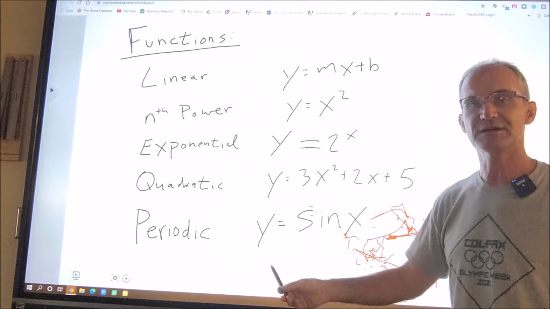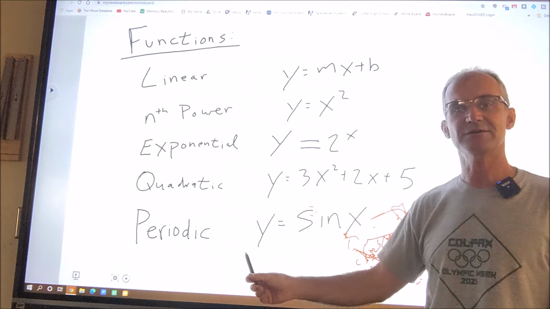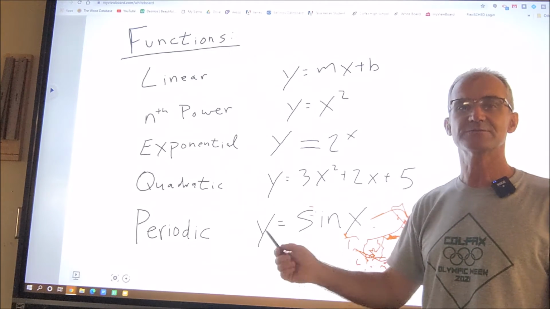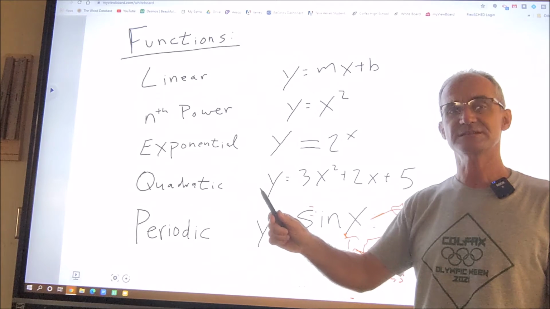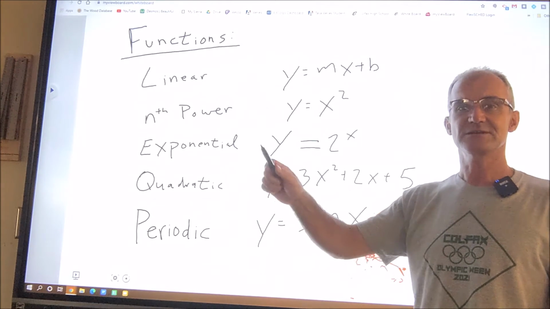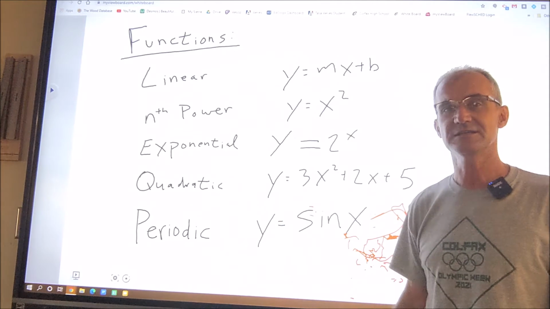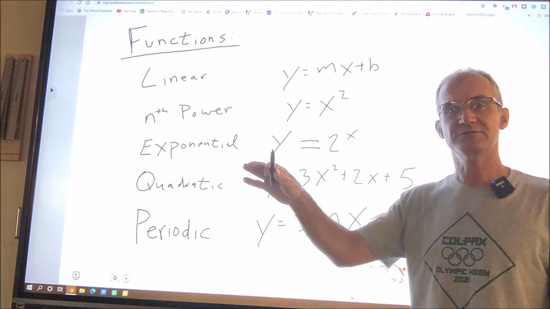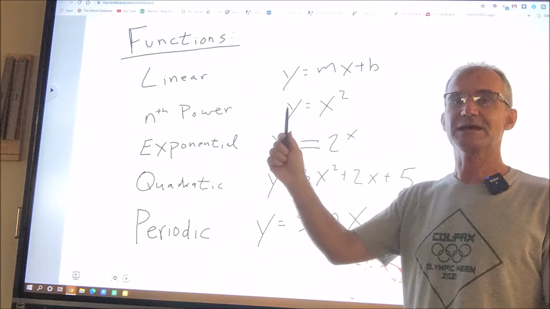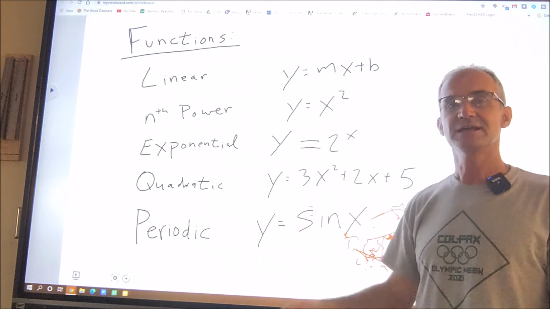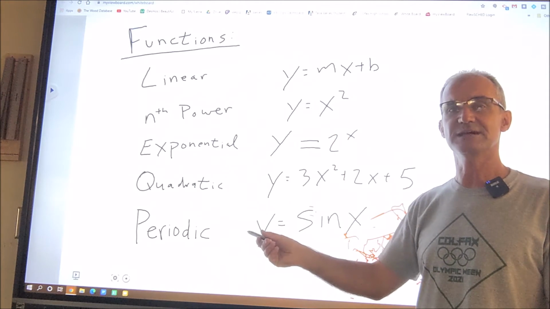And then our fifth function, what trigonometry is really all about, is periodic functions, y equals sine of x, or any function that repeats itself. So anything that cycles again and again, like the tides in the ocean, river flows that are snow melt dependent, the path of the earth around the sun. Anything that repeats itself is a periodic function.